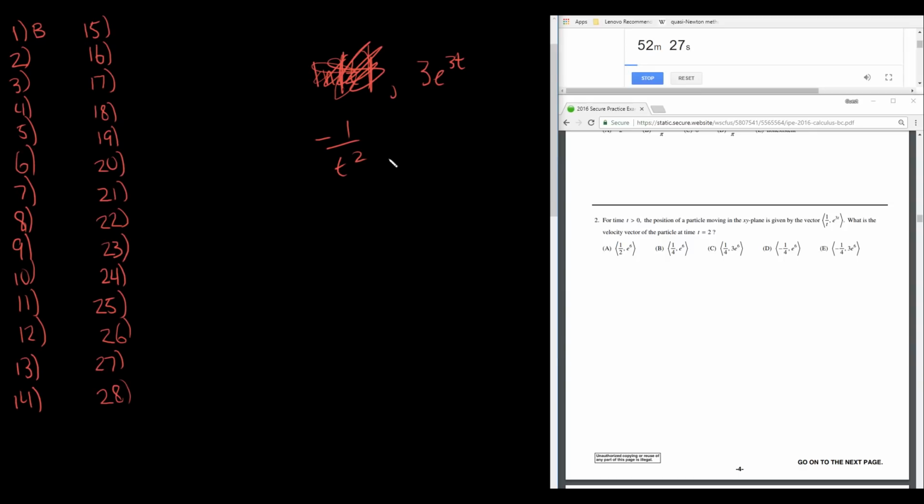Okay, so we get -1/4 as the x, so it looks like it's either d or e, and on the y we get 3e to the 6, so it's e. The answer is e. Whew, do not mess up on those tricky 1 divided by t's. Gotta remember which one's an integral and which one's a derivative. Okay.